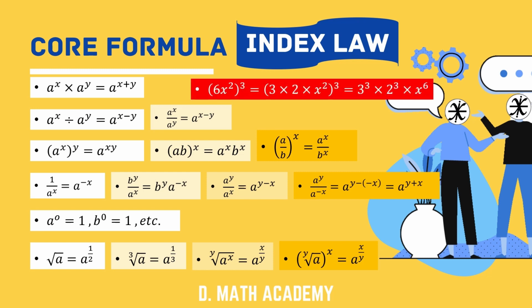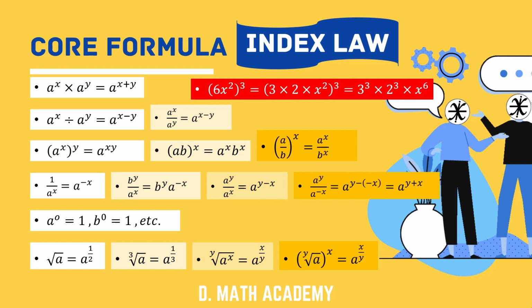Last but not least, this is the most important one and you have to really practice to get good at it, is this red box over here. So we have 6x squared bracket to the power of 3. The power of 3 is to be multiplied into everything inside the bracket. And sometimes the question will ask you to further break down the number's value over there.